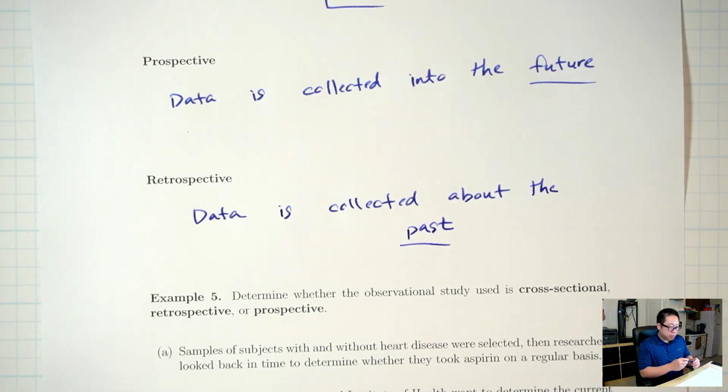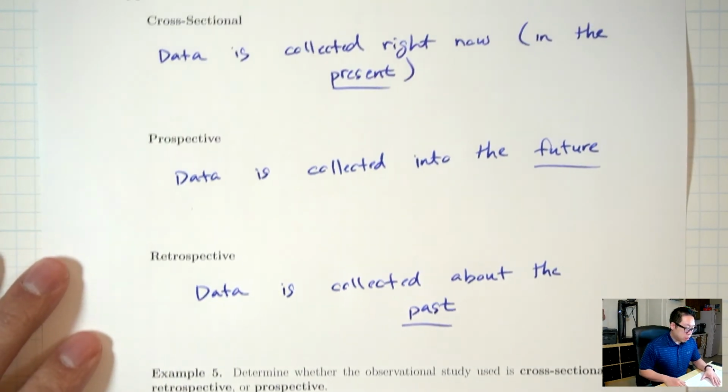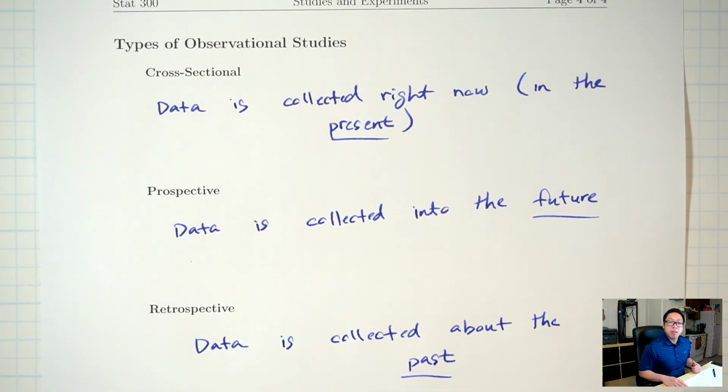Okay, and same example with age and exercise. For a retrospective study, I would start with, say, people in their retirement, so people who are over 65. And then I would ask them about their exercise habits in their past. So I would say, okay, in high school, what were your exercise habits like? And then in college, what were your exercise habits like? And then in your 30s, what were your exercise habits? Okay, so those are the three main types of observational studies.